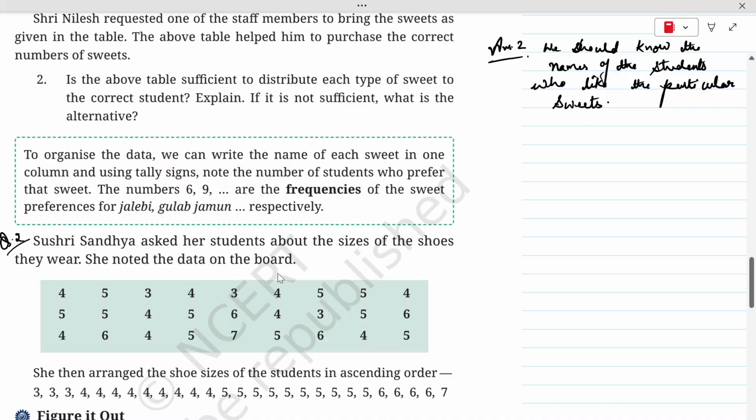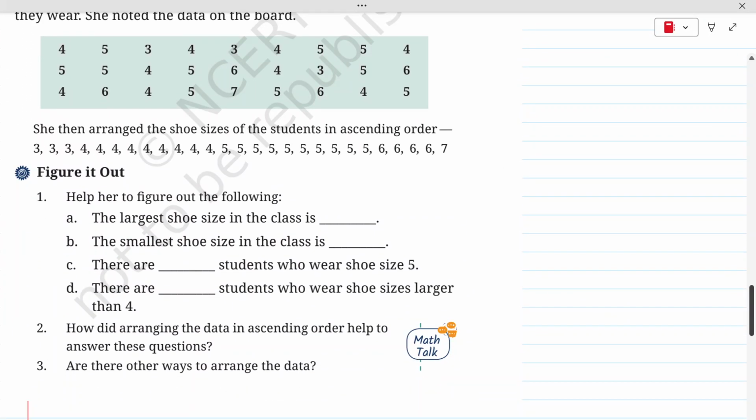So there is a teacher who asked the students about the size of their shoes, and she wrote this data on the board. Then she arranged the shoe size of the students in ascending order. So first of all, what she has done, she has noted the shoe size on the table, and then she has arranged those numbers in ascending order.